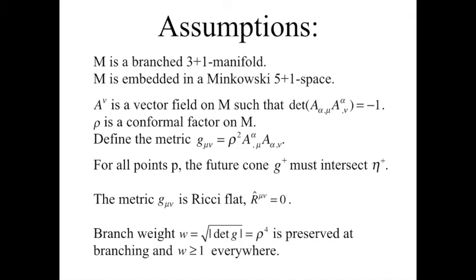Then we constrain the metric g relative to the metric η, where we remember that η is the metric of the Minkowski space. We also require that the metric g_μν is Ricci flat, which we write R̂_μν is equal to zero. We define a branch weight, w, equal to the square root of the absolute value of the determinant of g. And we say that it's preserved at branching, and w must be greater than or equal to 1 everywhere.